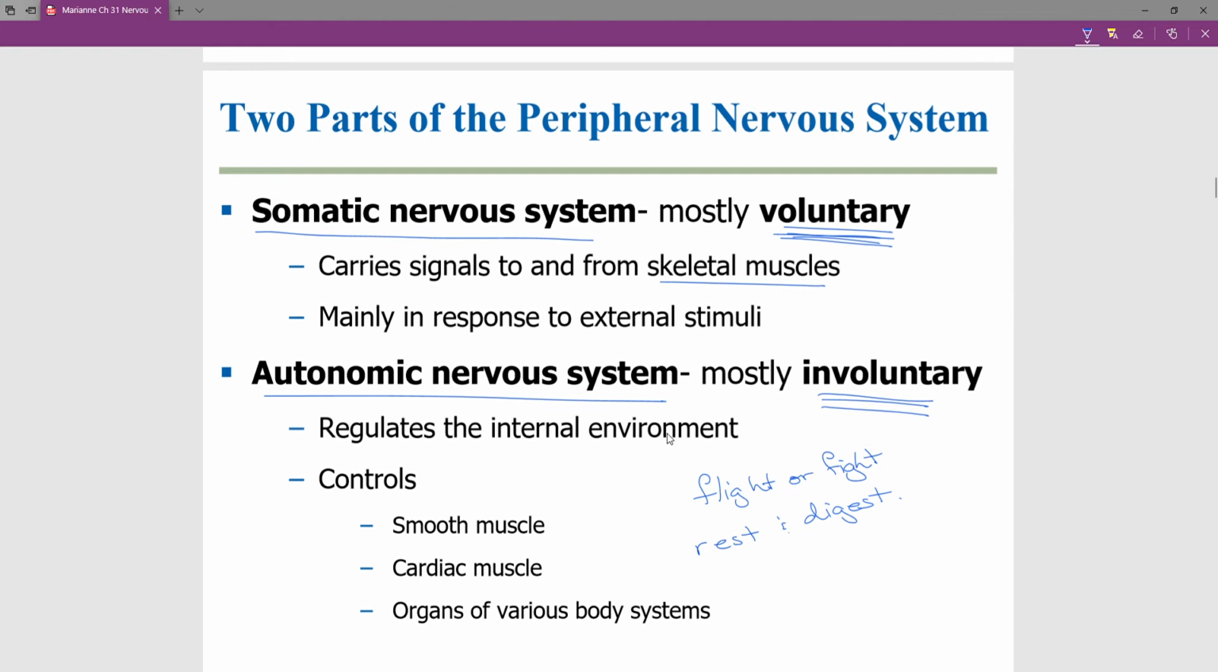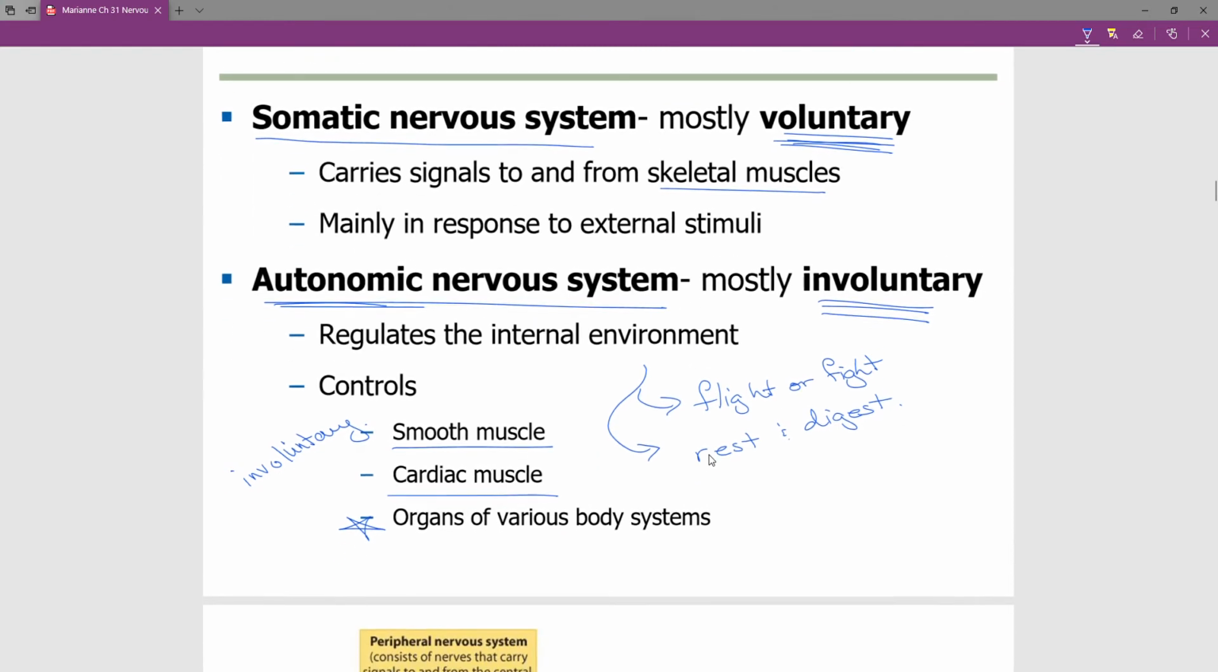So as we talk about your autonomic nervous system and these two components of it that I've already given you common memory devices for, all of these are going to control your smooth muscles and your cardiac muscles, because you remember they were involuntary. This whole nervous system controls several organs of various body systems. So we could think about your intestines, your diaphragm, your whole circulatory system. Certainly there's a lot that happens without you needing to be conscious of it.